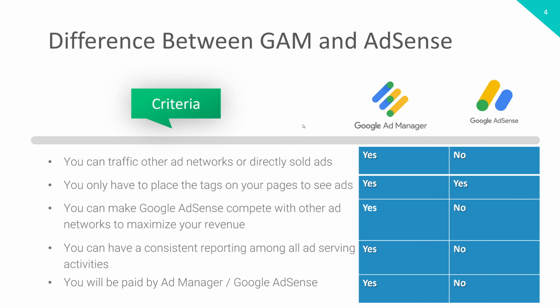Now that we have created our Google Ad Manager account, let's check what is the difference between a Google Ad Manager account and an AdSense account. What you can do is traffic direct sold ads or ad network ads, which I have mentioned as third party network ads. You can traffic them via Google Ad Manager, but those kinds of ads cannot be trafficked via AdSense. That is the biggest difference between Google Ad Manager and Google AdSense.